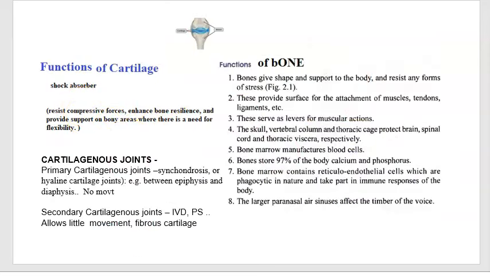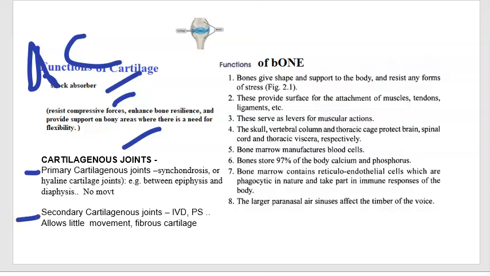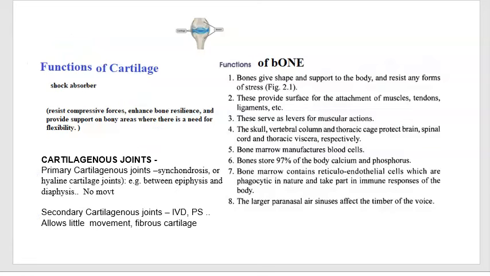Now moving on, functions difference. What will cartilage do? You have articular cartilage in the joints. So shock absorber, they will resist compressive forces, etc. Then you have cartilaginous joints, like primary cartilaginous joints and secondary cartilaginous joints, which we have explained a lot. Then coming to bone, what are the functions of bone? Shape, support, weight bearing. Then it provides surface for attachment of muscles. It will act as a lever for your muscular actions. It can also protect your organs. And then bone marrow will manufacture RBC, WBC, platelets, everything.